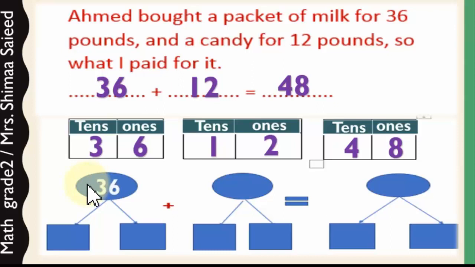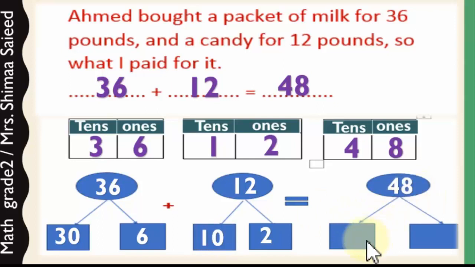So 36, we can decompose 36 to 30 plus 6 and decompose 12 to 10 plus 2. 30 plus 10 equals 40. 6 plus 2 equals 8. So 48, we can decompose it as 40 plus 8.